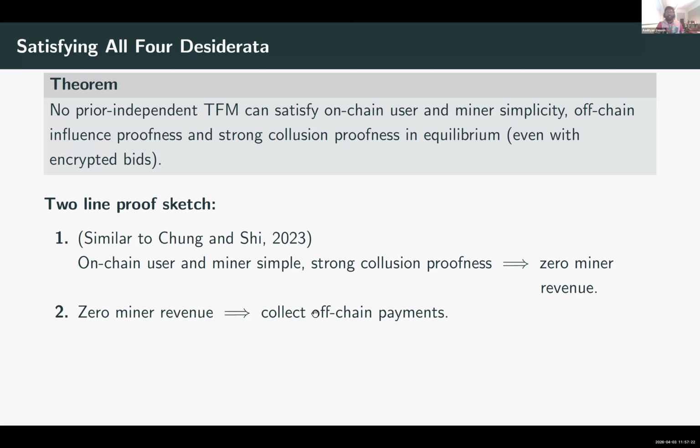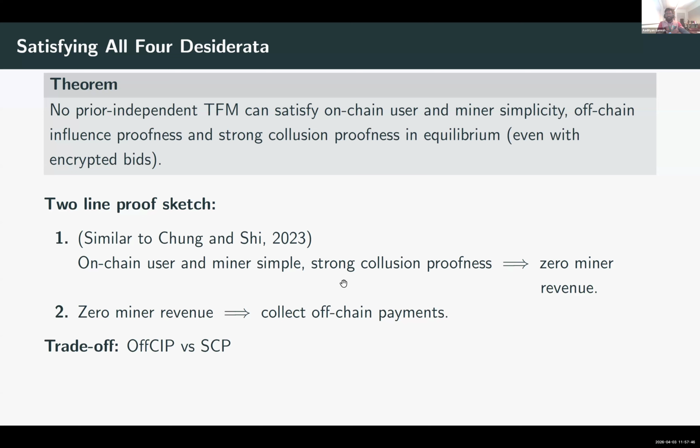And the second step just says, okay, look, if the miner is getting zero revenue, despite being the monopolist on the current block, there should be some way for the miner to go off chain and say, you better pay me $5 off chain or I'm not going to let you in, right? This is the intuitive sketch of what the proof is.